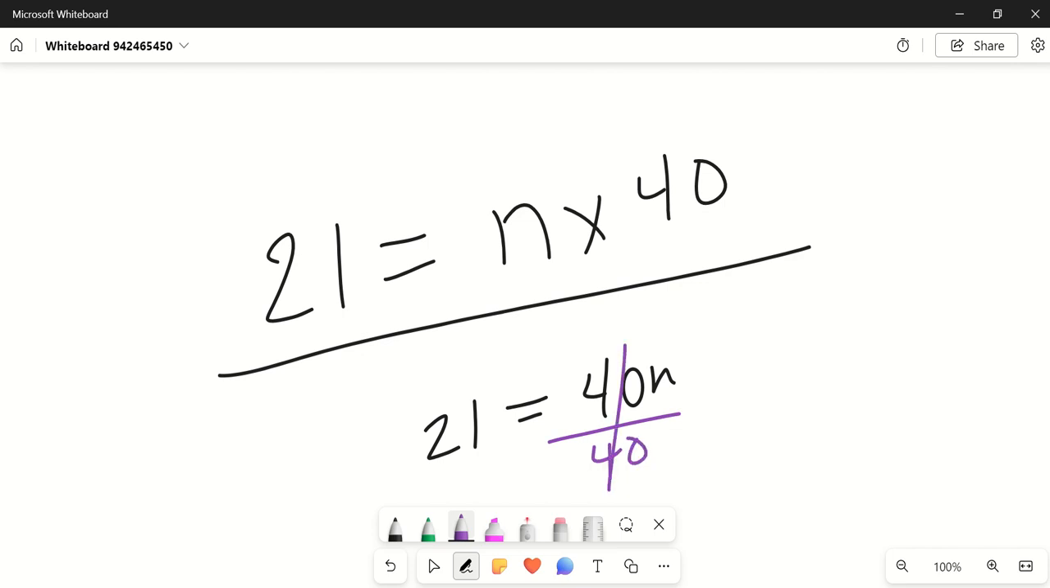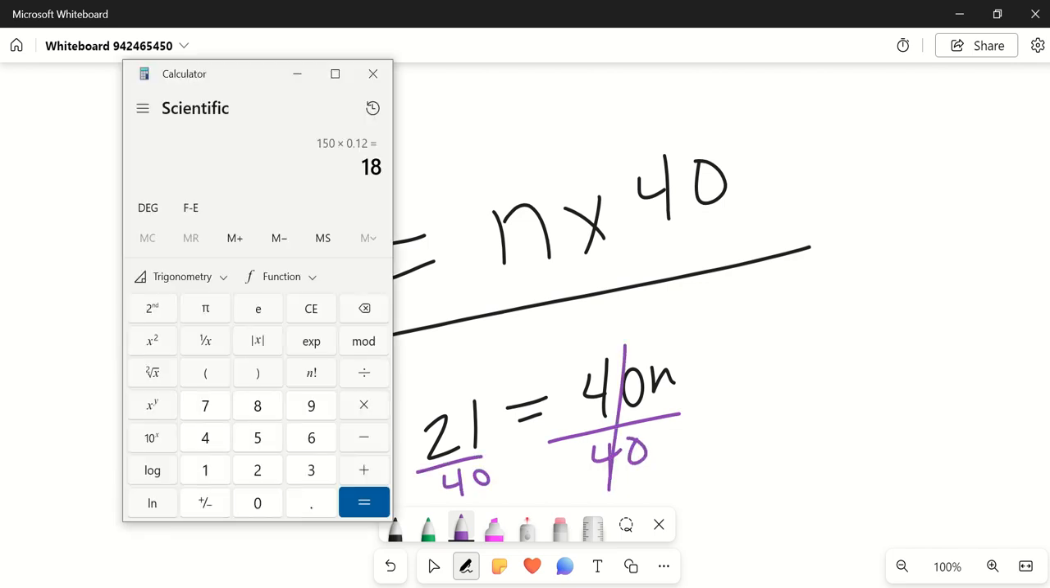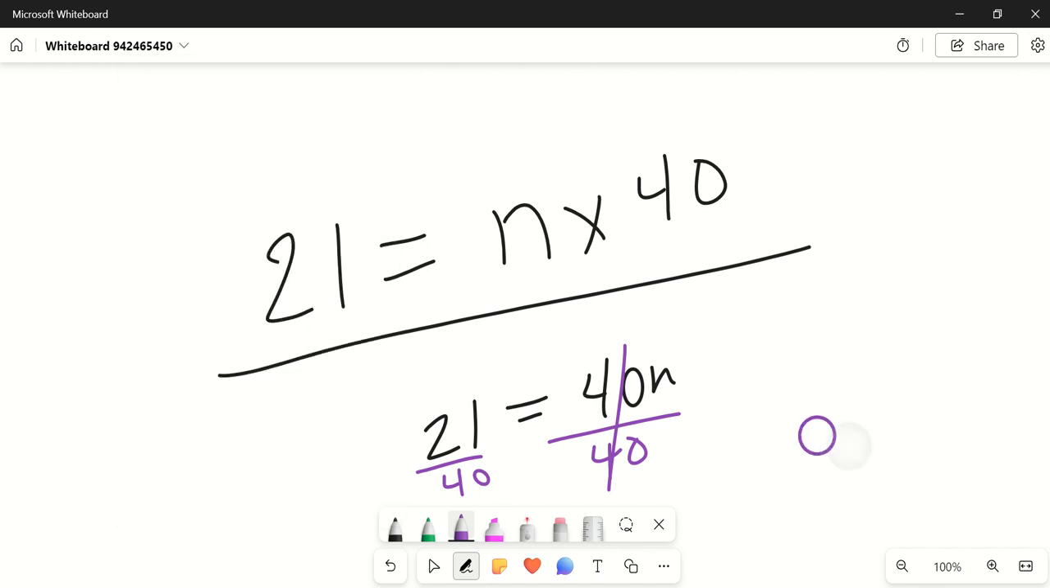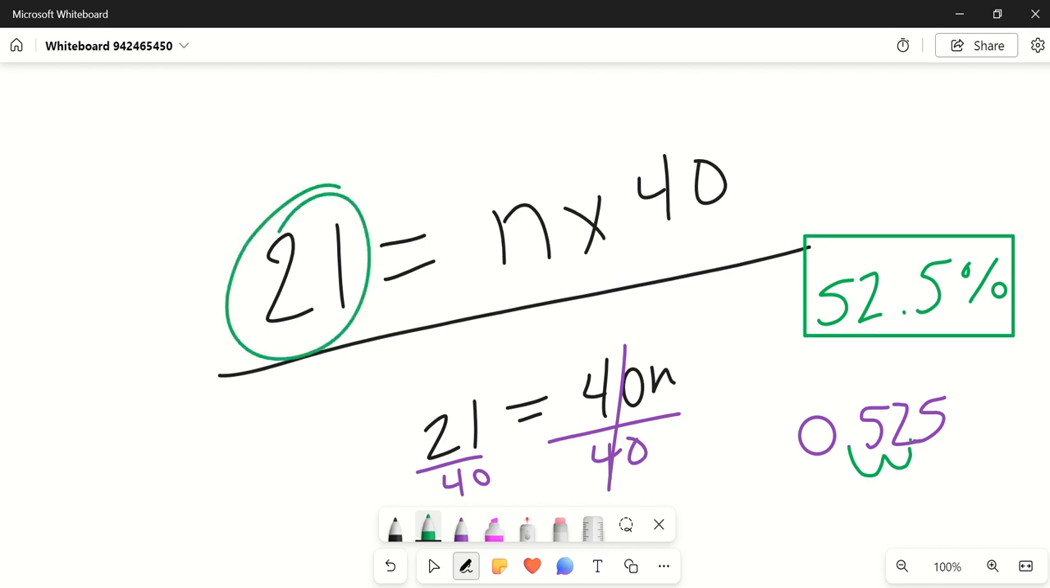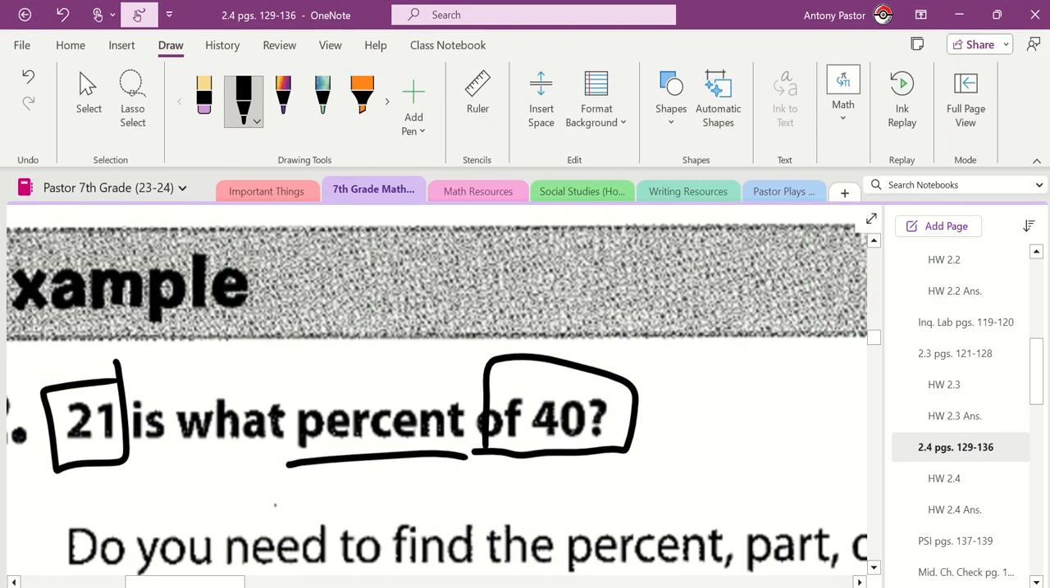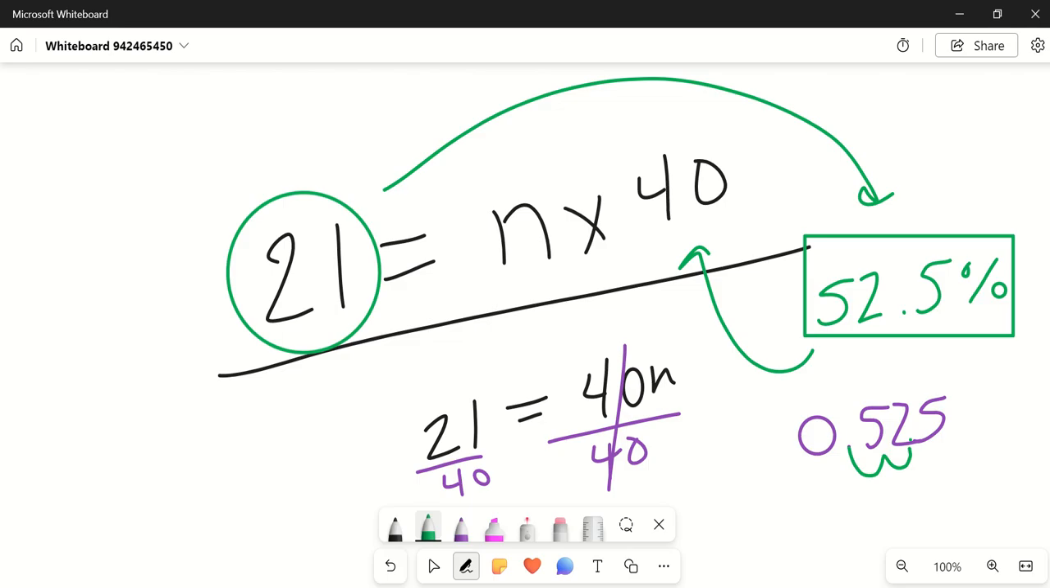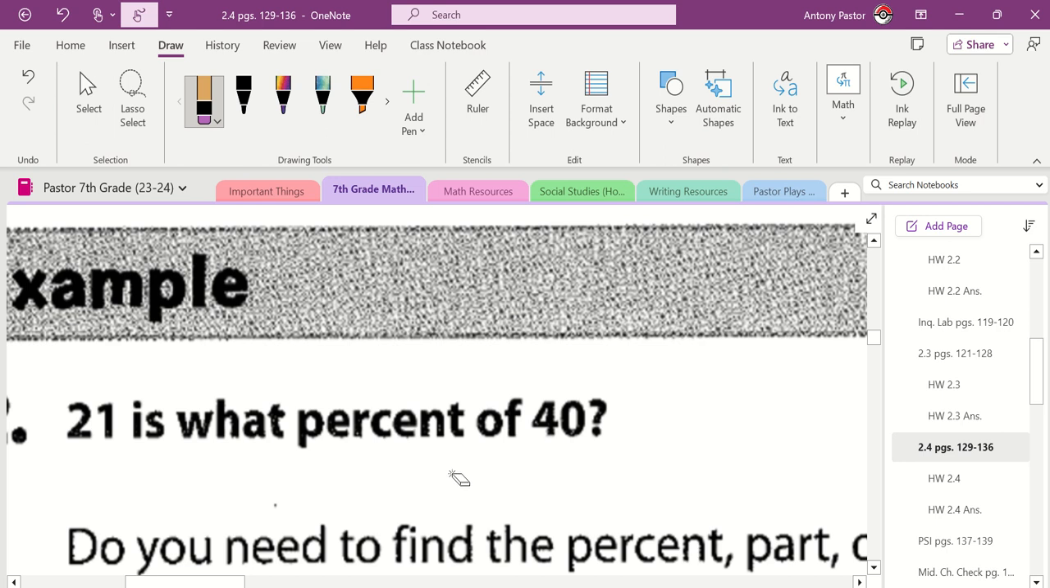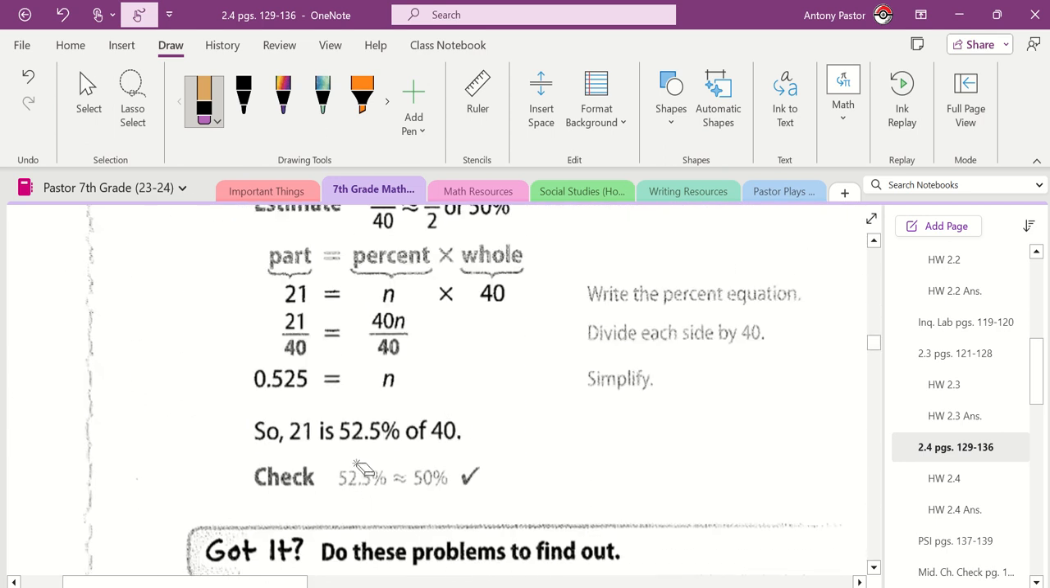Divide both sides by 40. And when we are done dividing 21 by 40, we will get our answer of 0.525, I believe it was. And remember, to turn this into a percentage, we're going to jump twice to the right. So this will become 52.5%. And our answer will be 21 is 52.5% of 40. Let's see if we're right. We said 52.5%.